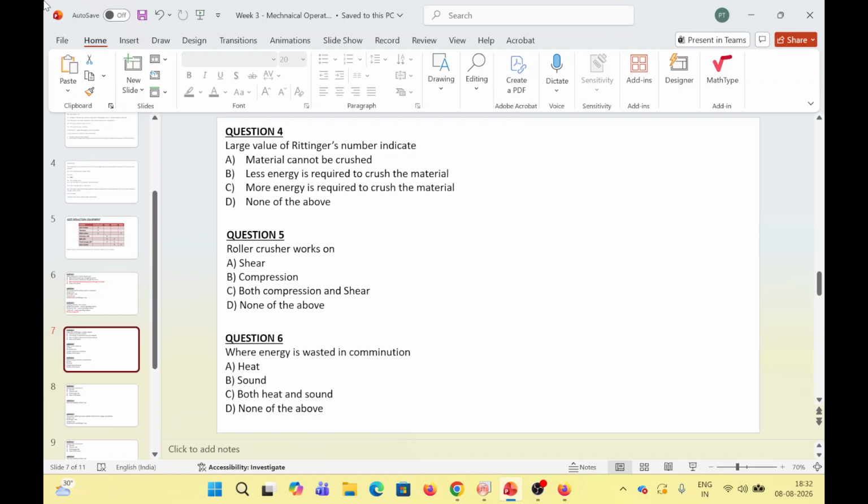So it's going to be that lesser energy is required to crush the material, because the larger the value of Rittinger's constant, which means that if you supply less energy, the particles are going to be broken to the desired size.